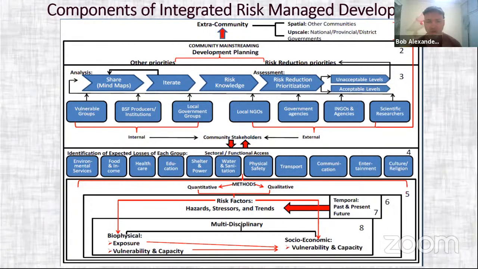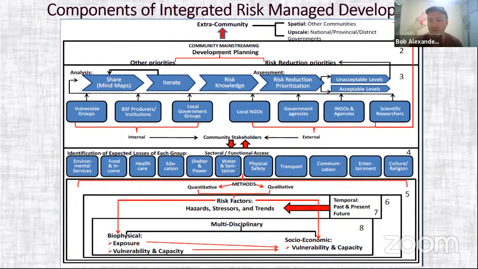If we start from the bottom, from number 8, if you see on the right, talking about multidisciplinary, integrating across disciplines, looking at the biophysical and the socioeconomic, making sure that we have understanding of exposure and vulnerability and capacity on the biophysical side, and how that leads into the economic vulnerability, the social vulnerability that ends up leading to the types of problems that need to be addressed. So we link those up in terms of disciplines.